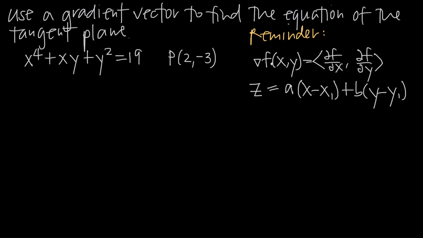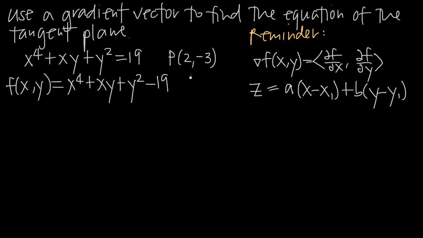So to find the gradient vector of the function f at the particular point we've been given, the first thing we need to do is find the first order partial derivatives of this function. So first, let's go ahead and subtract 19 from both sides so we get everything on one side. Then we can call this function f of xy is equal to x to the fourth plus xy plus y squared minus 19. And now we can take first order partial derivatives.